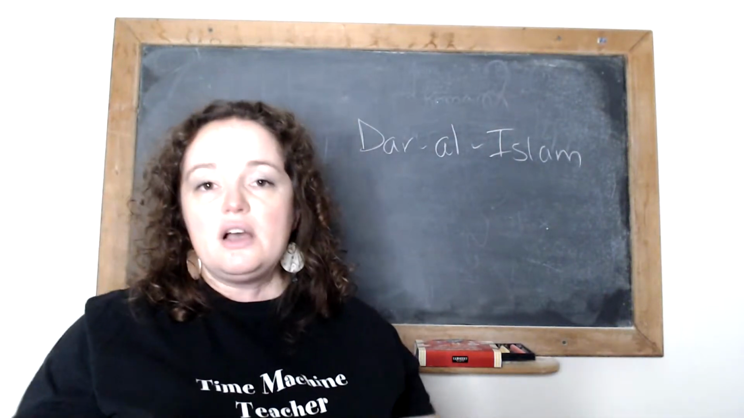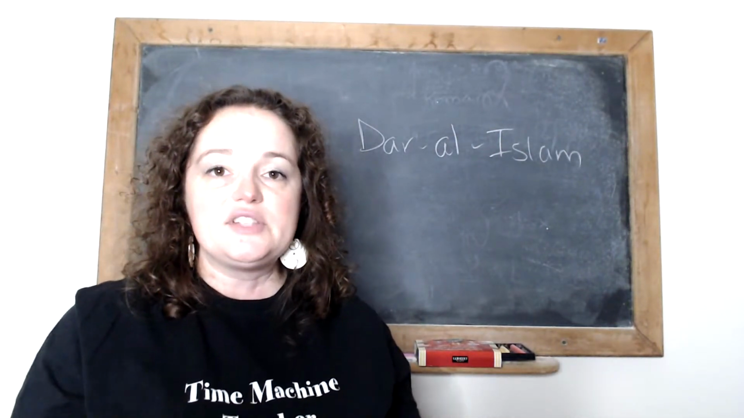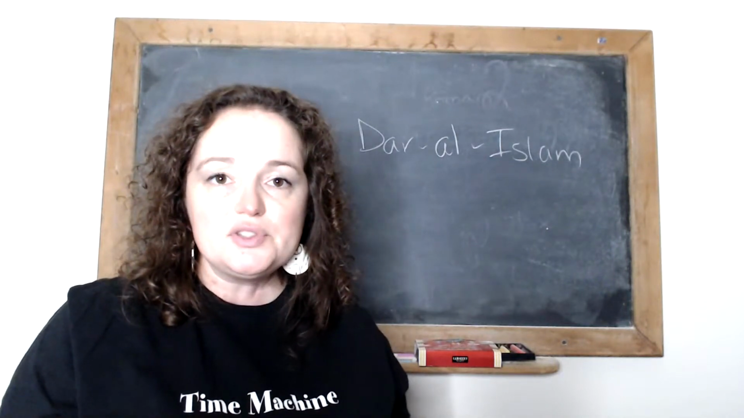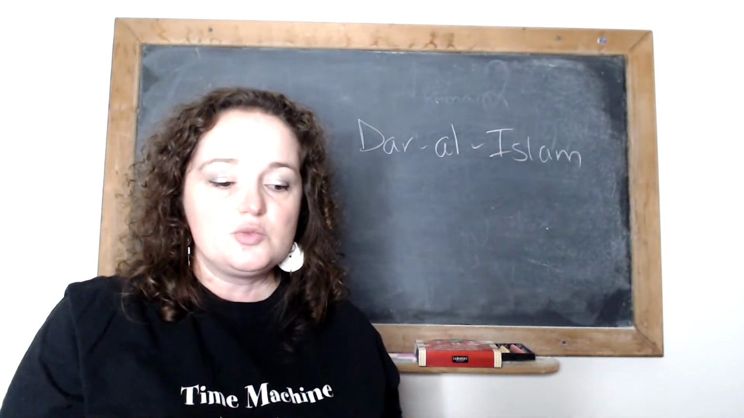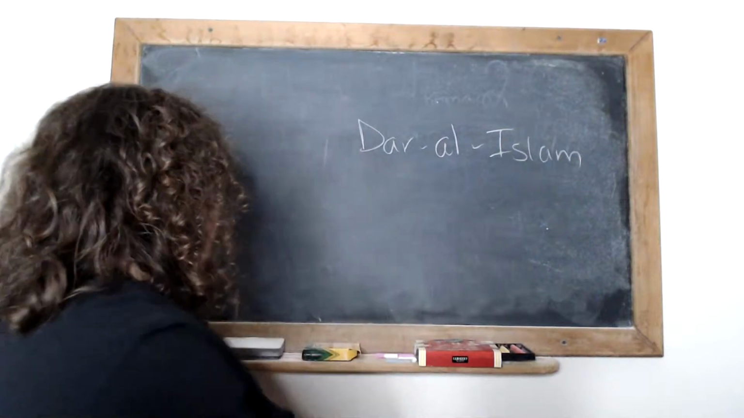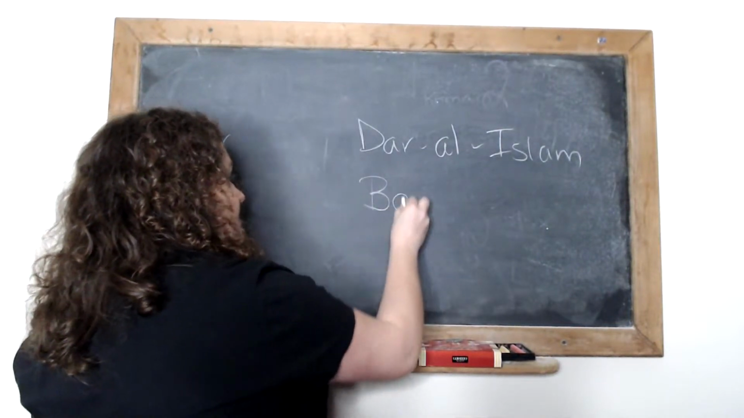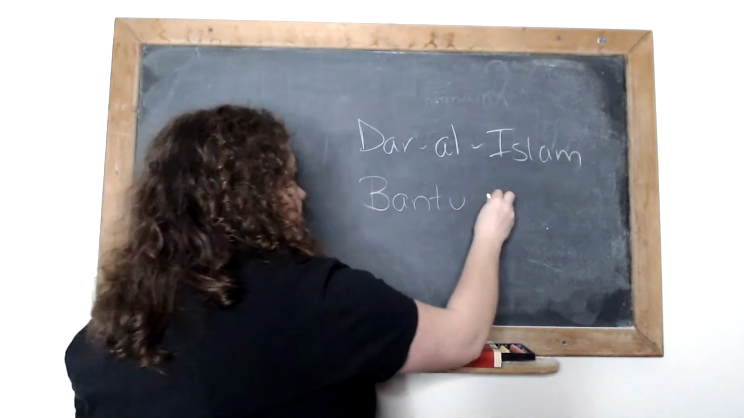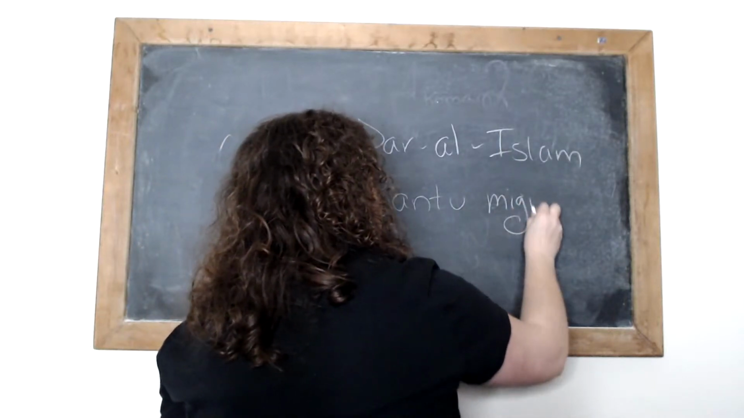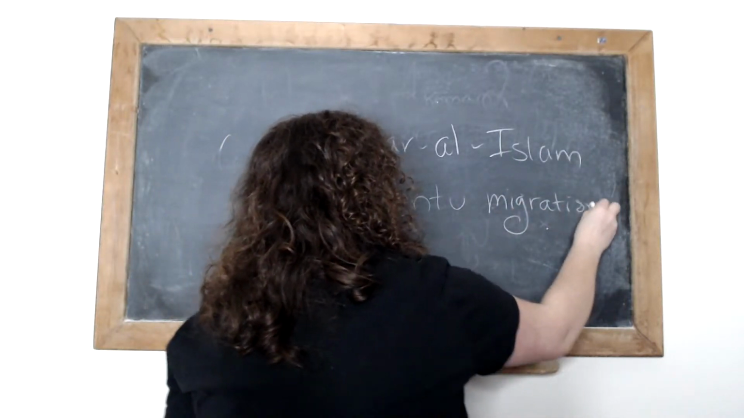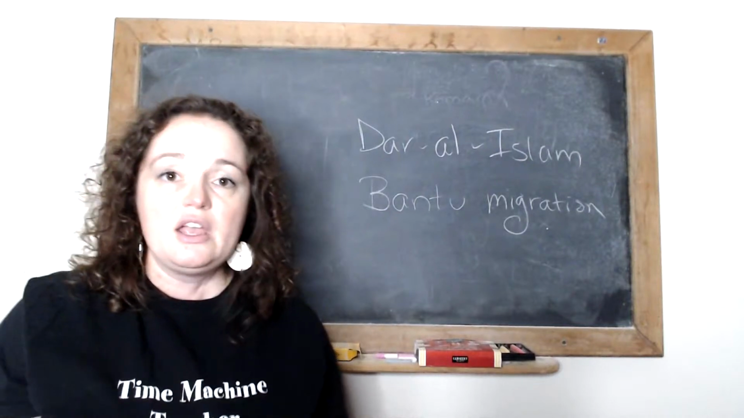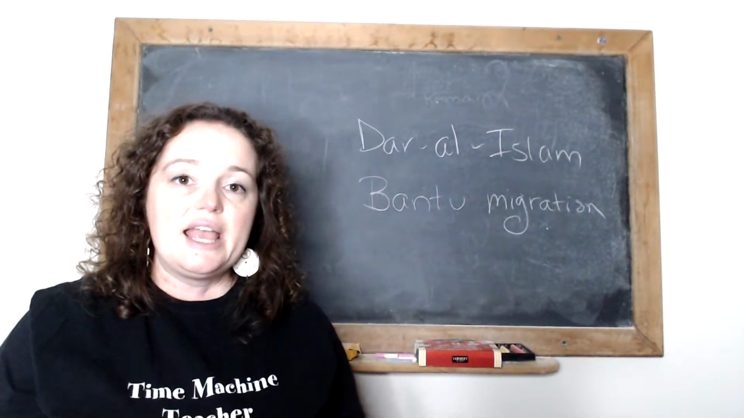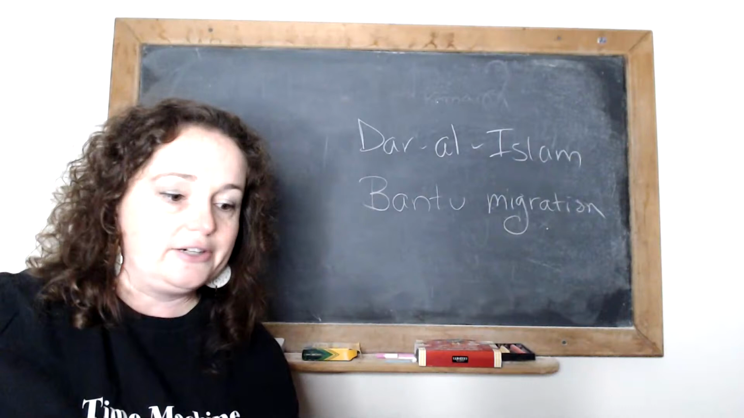And then what's going on in Africa? Well, in Africa, we have several self-governing chiefdoms, so it's very decentralized as well. The important thing to remember about Africa is the Bantu migration. This is when they spread their language, their farming techniques, and their knowledge of how to use iron.